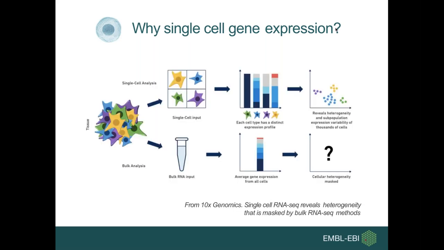In contrast, with single cell expression, you are preserving this information because you are sequencing the individual cells, and at the end of the analysis you get expression profiles for each of these distinct cell types, which reveals the heterogeneity in your tissue or different subpopulations of cells, and also shows the variability in gene expression across all the cells in the sample. Whereas with bulk sequencing, where you're mixing all these cells together, you end up with an expression profile that actually represents an average across all the cells in that sample.